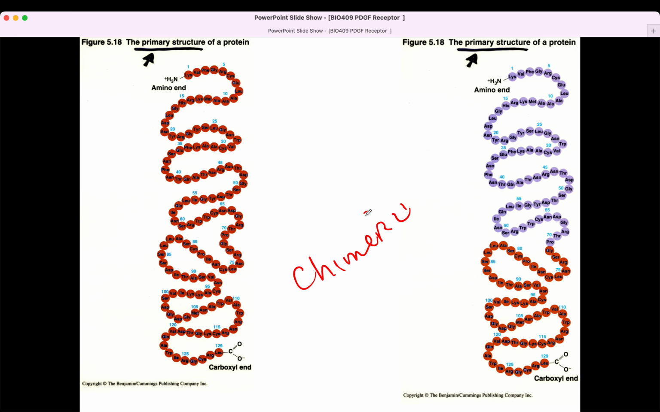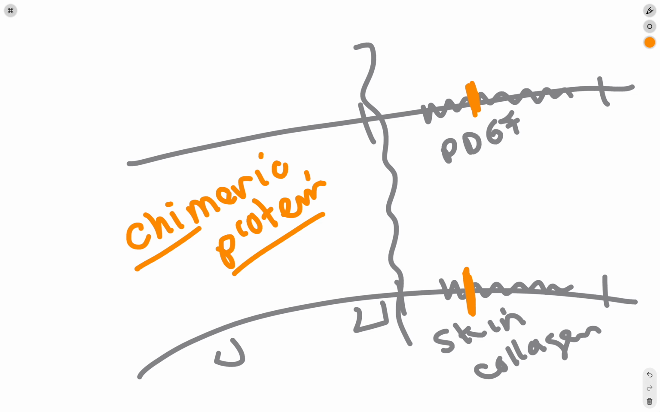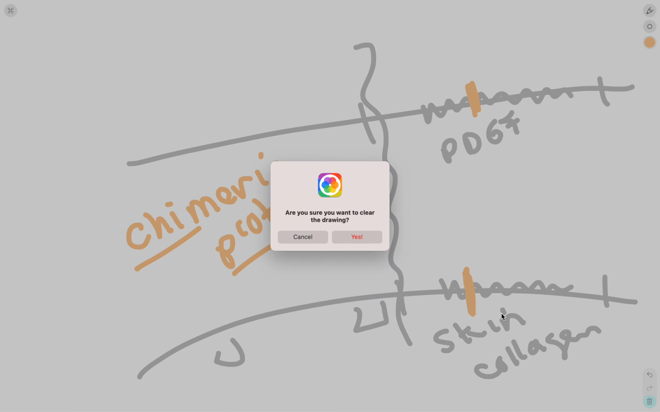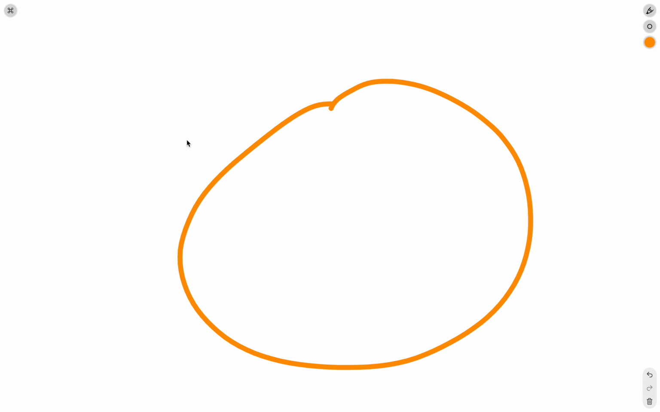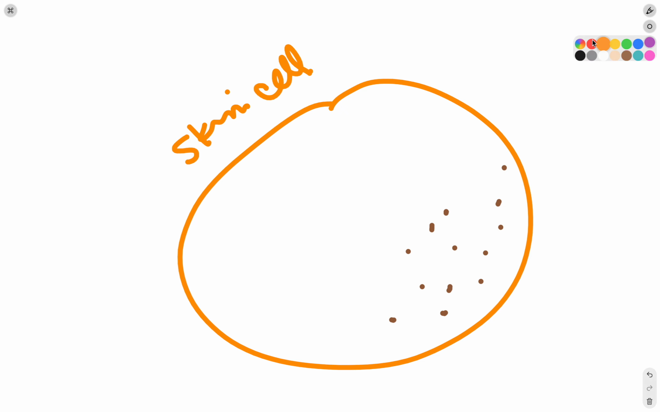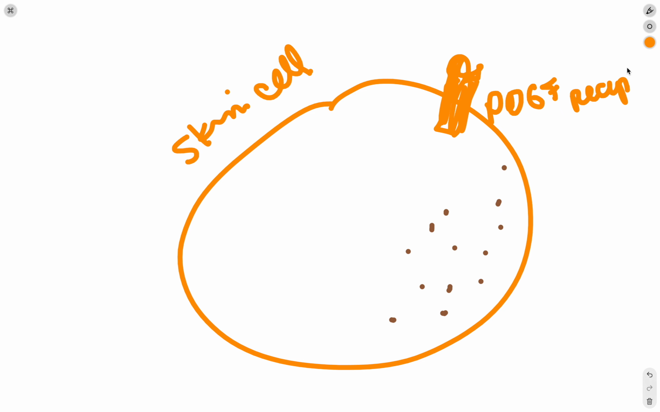And the reason that is a real concern is because if we just made PDGF in a skin cell, the PDGF would just be floating around inside the cell. It's not going to get released outside the cell, and it actually wouldn't be a problem because the PDGF receptor, out here, has the binding site on the outside of the cell.